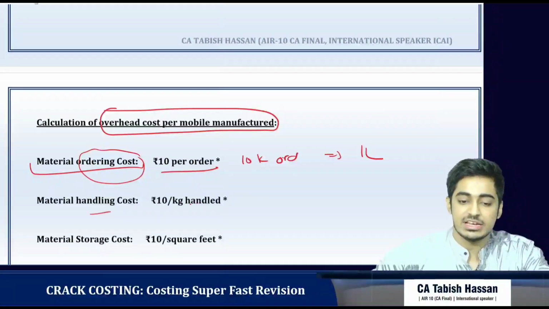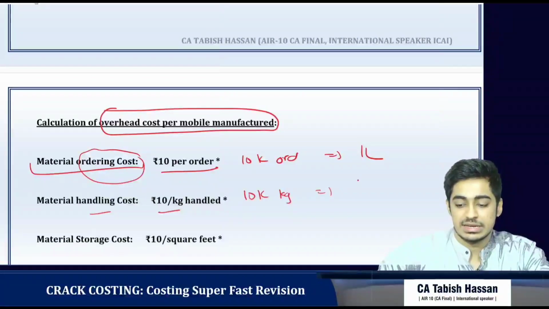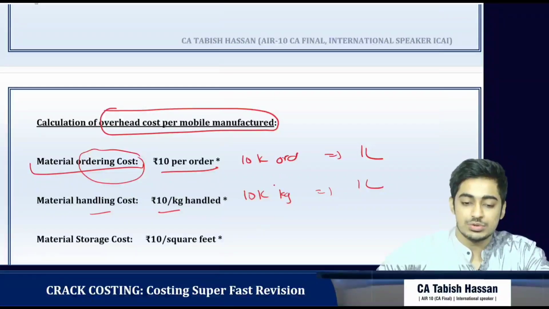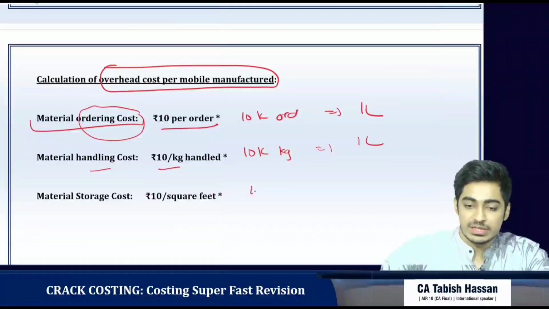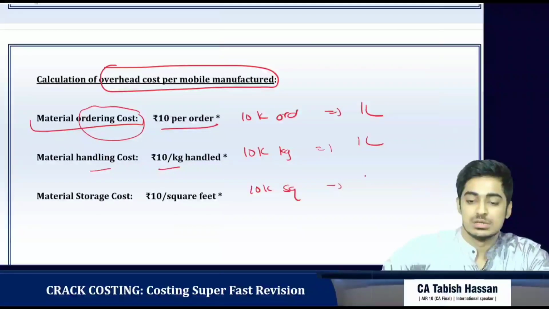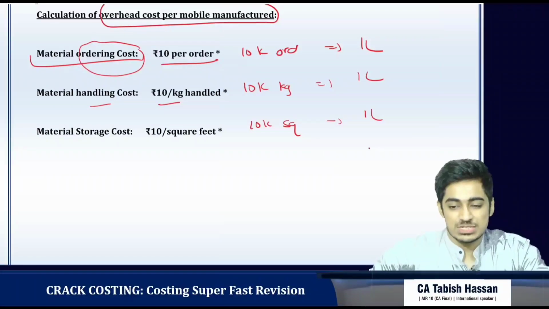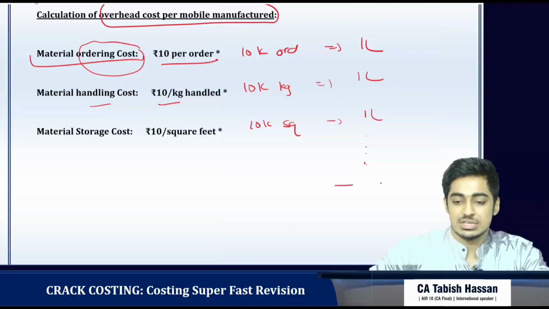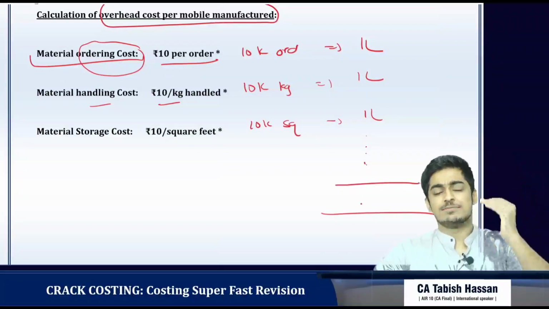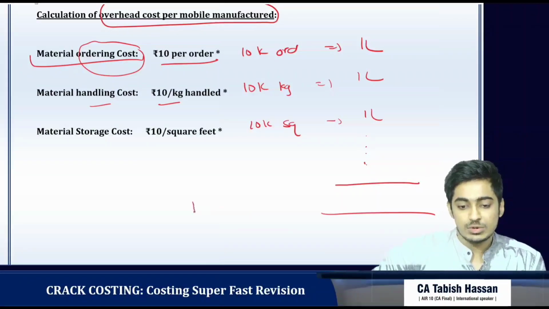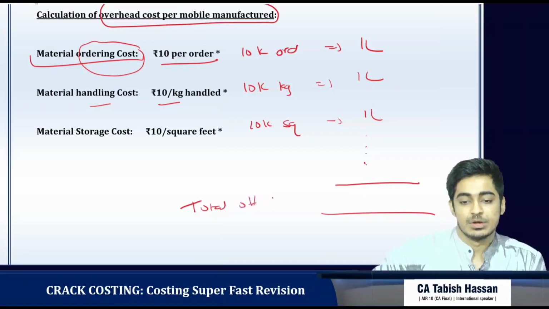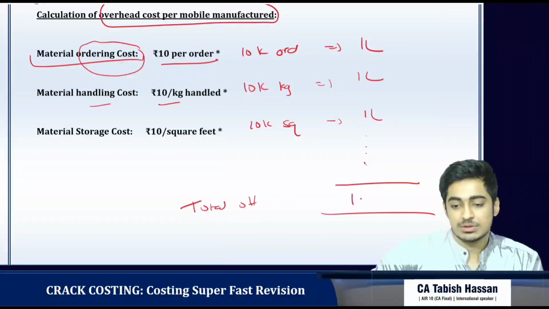Again, material handling cost, 10 per kg handled into 10,000 kgs. It again comes to 1 lakh. Material storage, 10 per square feet into 10,000 square feet, 1 lakh. I've kept the amounts same just for simplicity and to make the calculations easy. So we go on doing it for every activity. We get the total overhead. Say for example, the total overhead comes to 1 crore.